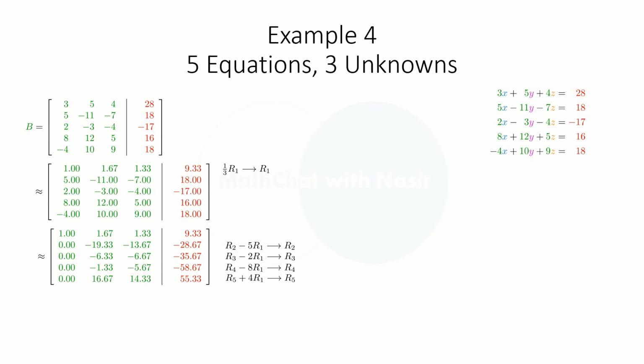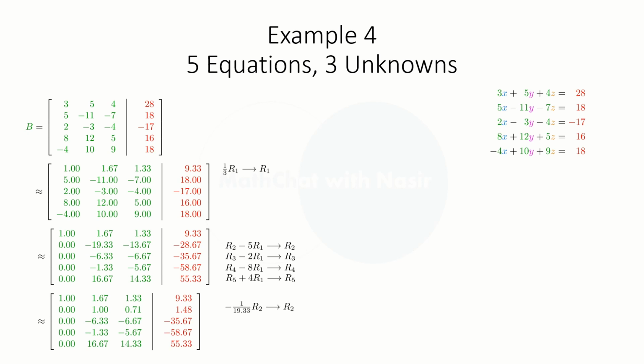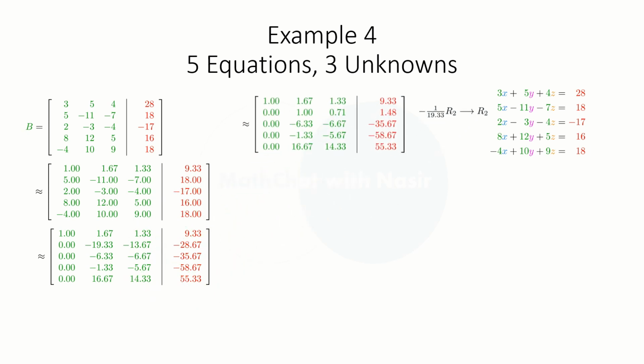We replaced R2 with R2 minus 5R1, R3 with R3 minus 2R1, R4 with R4 minus 8R1 and replaced R5 with R5 plus 4R1. In the next step, we multiply the second row by minus 1 over 19.33 to make the pivot element of the second row equal to 1. We need to make each element equal to 0 above and below the pivot element of the second row. Let us perform 4 elementary operations in the same step.